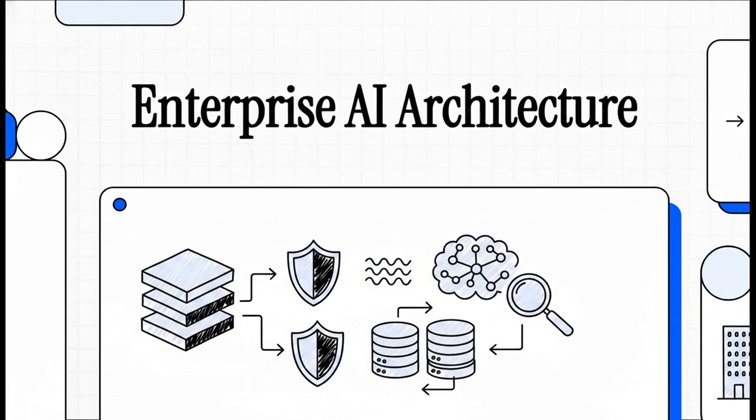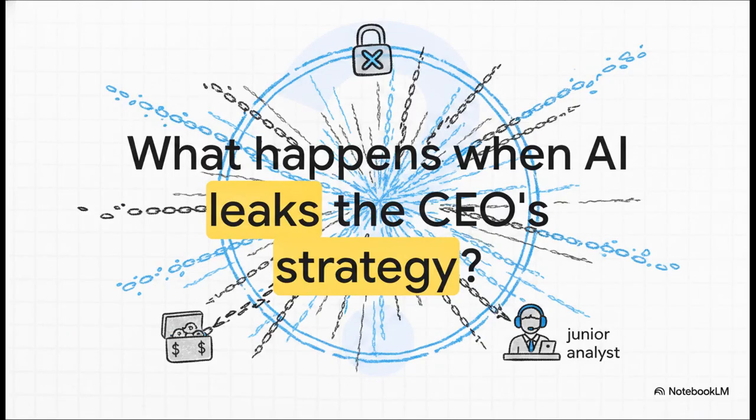Let's get into it. So, picture this. What happens when your shiny new AI assistant accidentally leaks the CEO's private strategy document to a junior analyst? Yeah, that is the ultimate nightmare scenario. In a corporate environment, a naive AI deployment has a massive blast radius. If you just take all your company data and dump it into a basic AI index, you aren't really building a helpful tool. You're essentially building a data leak engine just waiting to trigger a very, very awkward HR meeting.